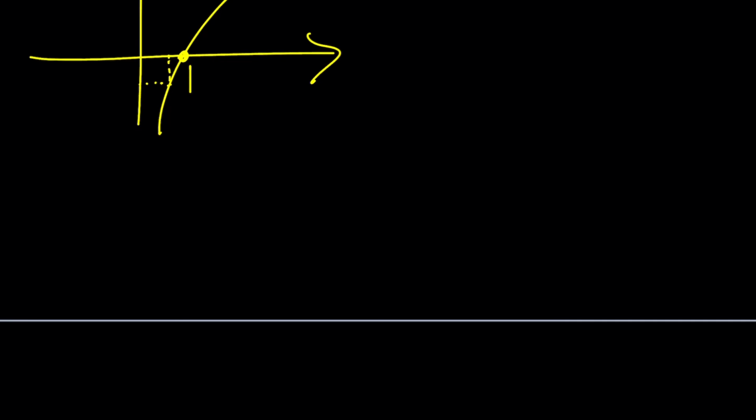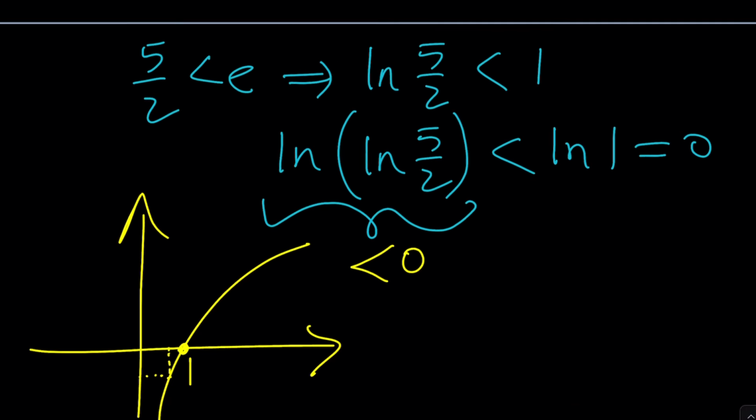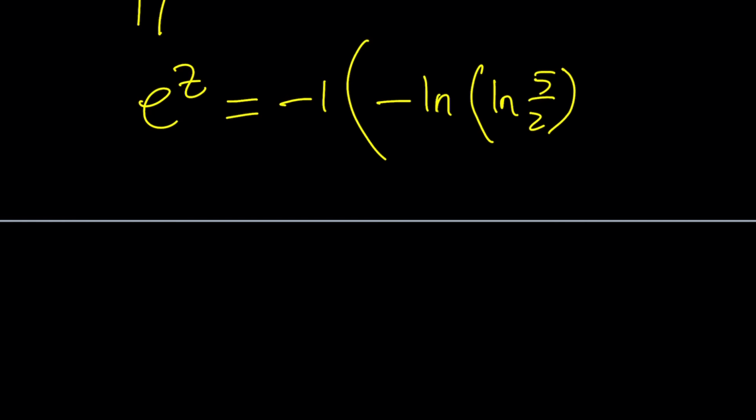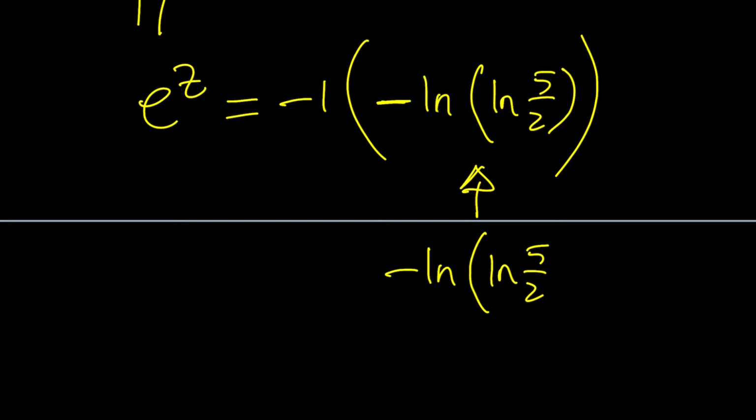So here's what we get from here. E to the z is equal to ln of ln 5 halves, which is negative, but let's go ahead and make it positive. How do we make it positive? By putting a minus sign in front of it, like this. I know this looks weird, and this probably looks like a negative number. It has a minus sign, but trust me, it is a positive number. And you can check with your calculator. In other words, negative ln 5 halves is greater than 0.